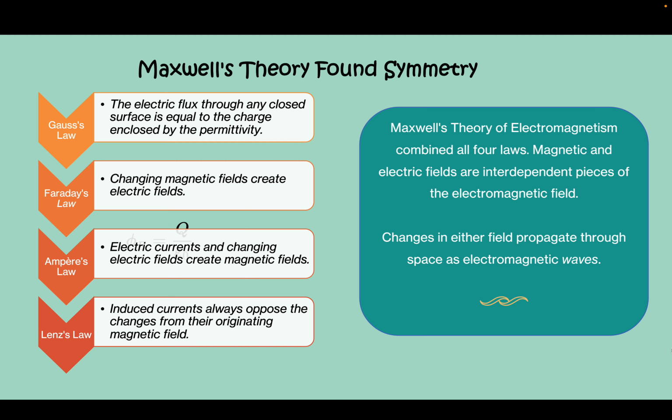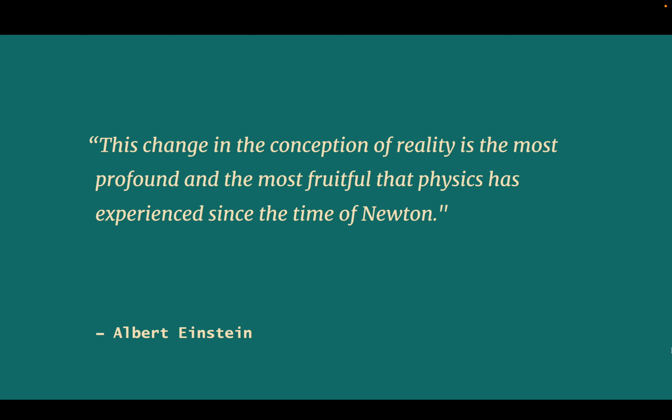So James Clerk Maxwell found the theory of electromagnetism by combining all four of the laws. Magnetic and electric fields are interdependent pieces of the electromagnetic field, and changes in either field propagate through space as electromagnetic waves. Albert Einstein was quoted saying, "This change in the connection of reality is the most profound and the most fruitful that physics has experienced since the time of Newton."